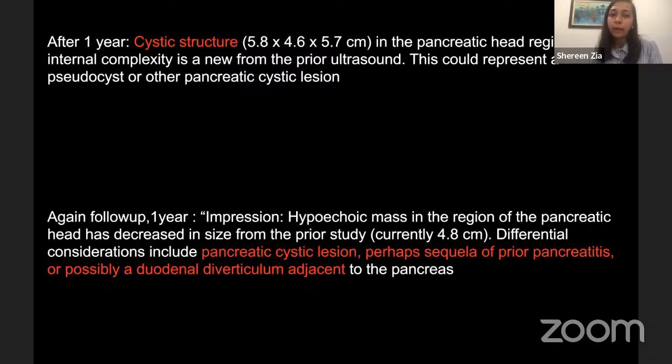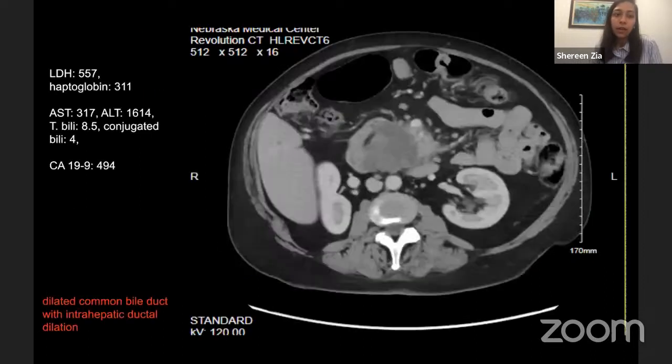Again, on follow up, the impression from her imaging was that there was a hypoechoic mass in the region of the pancreatic head, and the pancreatic cystic lesion perhaps was just a sequel of her prior pancreatitis, or probably was associated with a duodenal diverticulum. So these are the imaging findings and the mass that I was talking about.